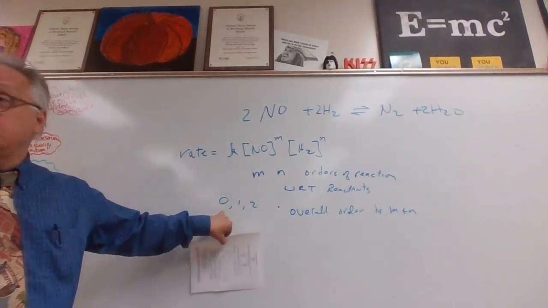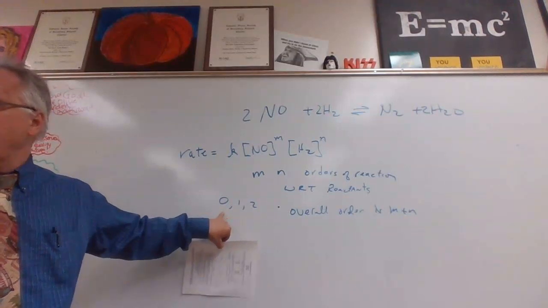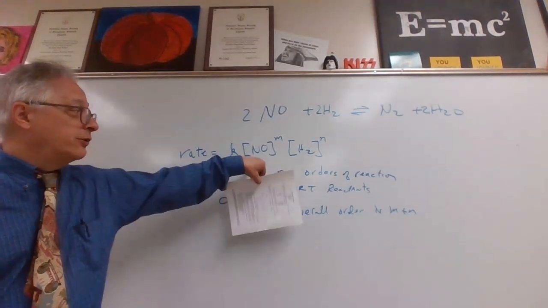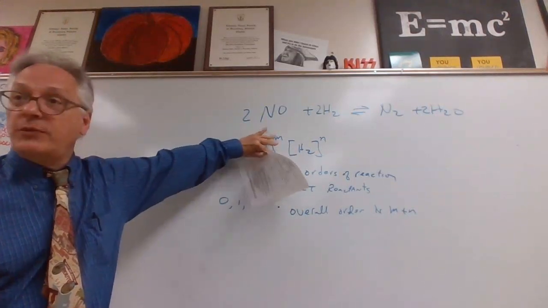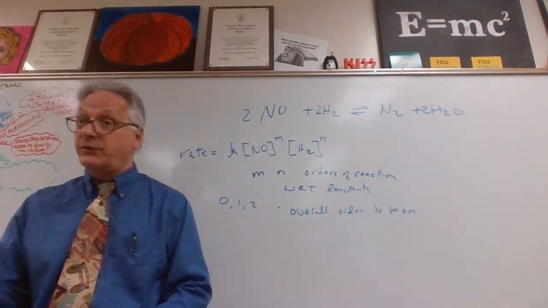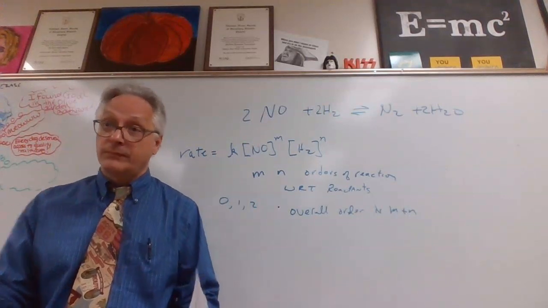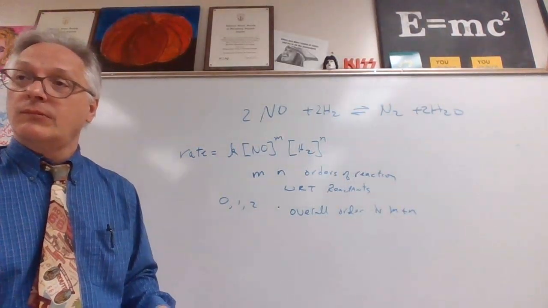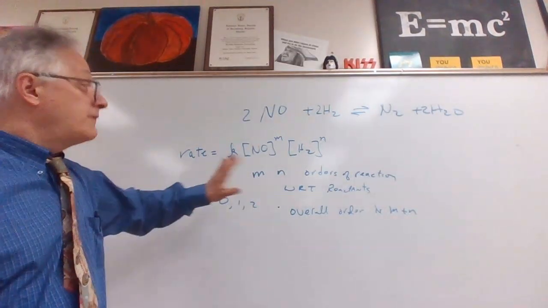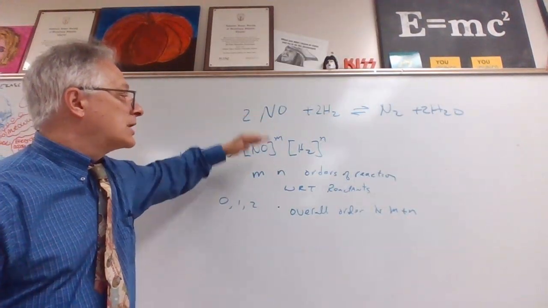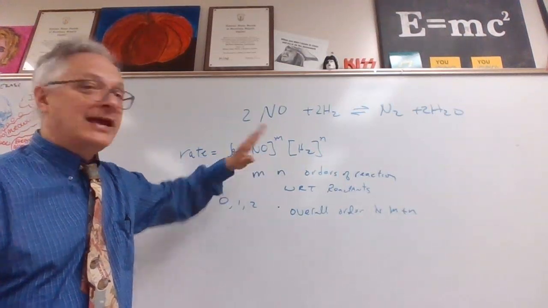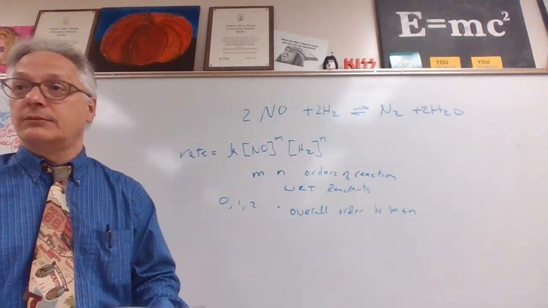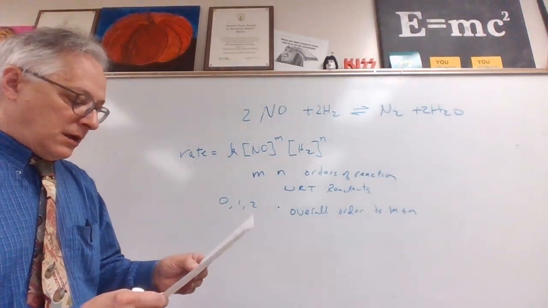Now, you can have a 0 order. That means that changing concentration doesn't have any effect. And if I have a 0 for one of these, I can just remove it from the rate law, because anything raised to the 0 power is just 1, except 0. So if it has a 0 power, it doesn't change at all? Yes, if I'm changing the concentration of something and it has no effect on the rate, that's called 0 order.